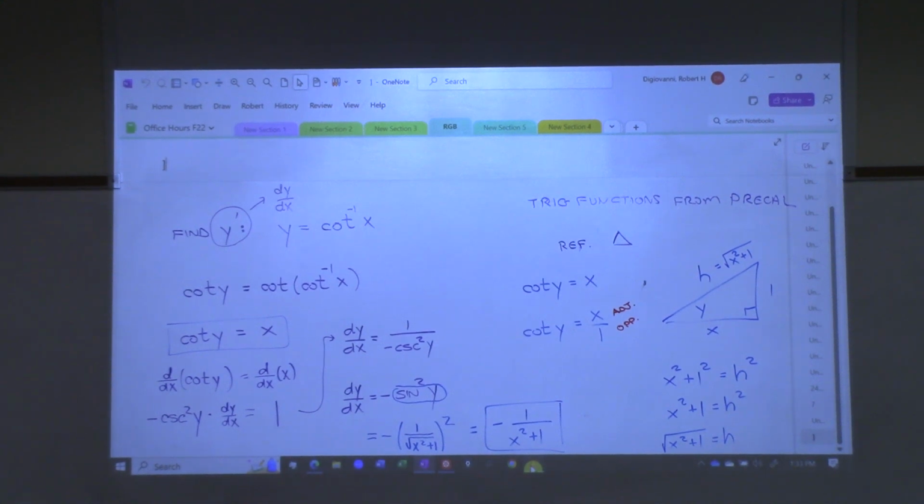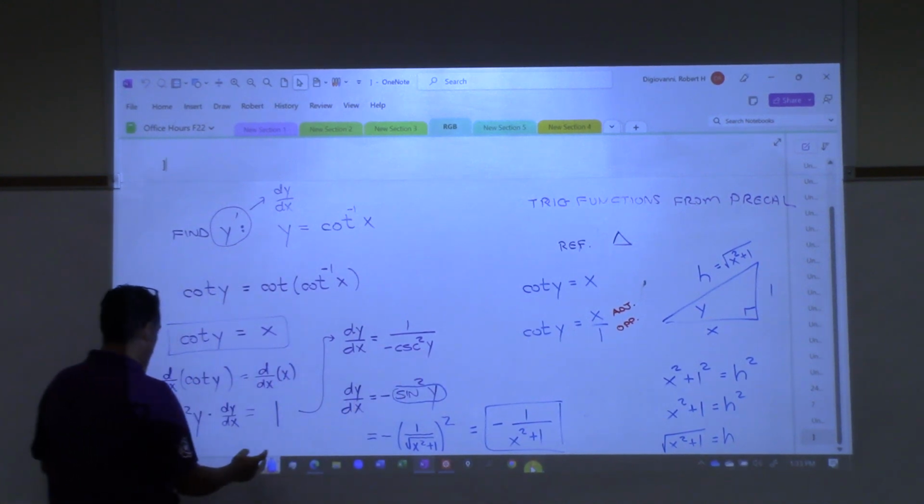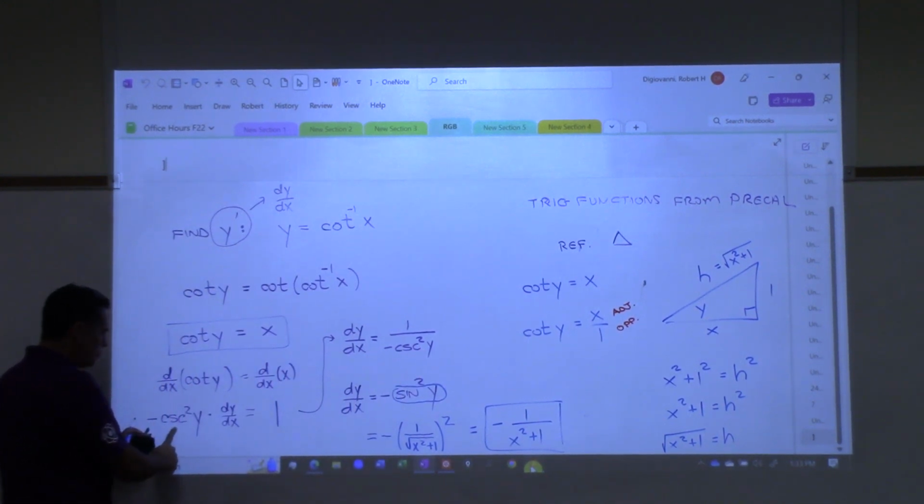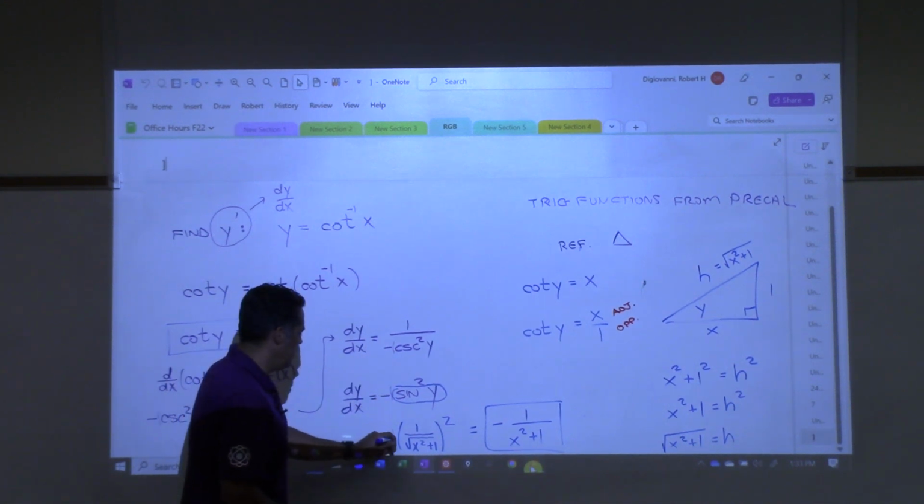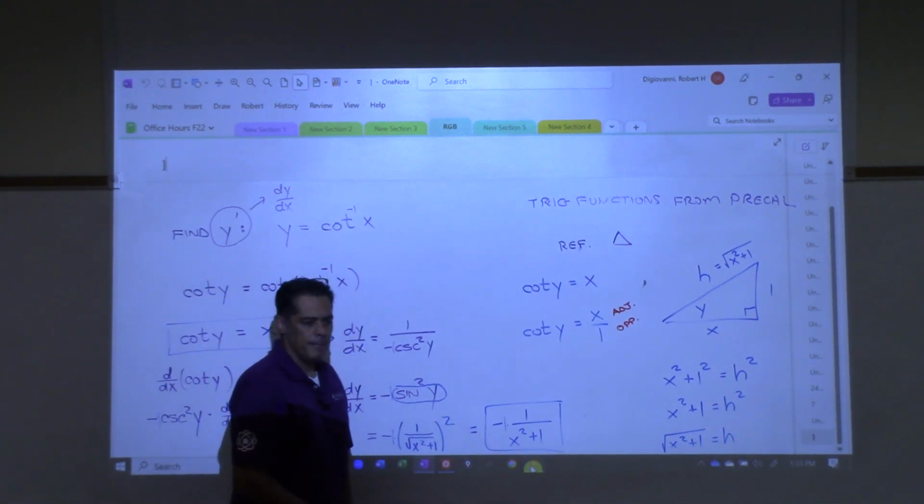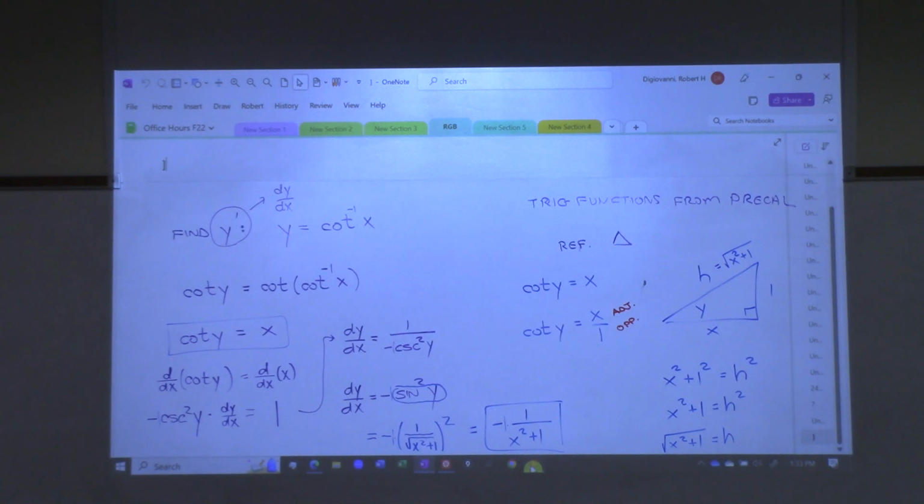So what happens to the negative that was in front of the square? It never got squared because this negative was not with this cosecant, right? Where did that negative come from? This is the derivative: cotangent y is negative cosecant squared y. This negative is like a negative 1 sitting out in front the whole time. Right? So it never gets squared, so it's going to give you a negative answer. All right.